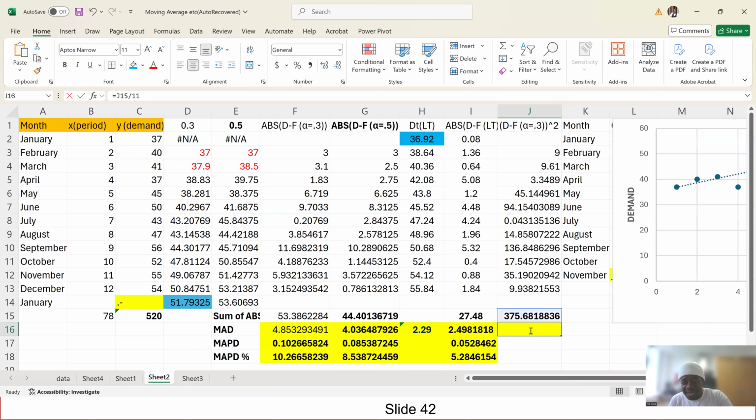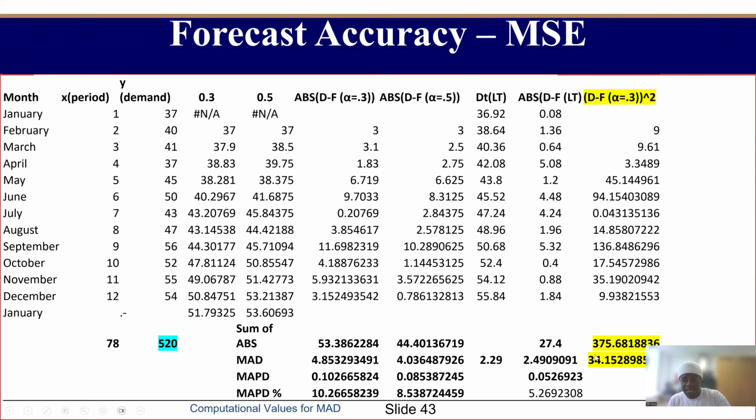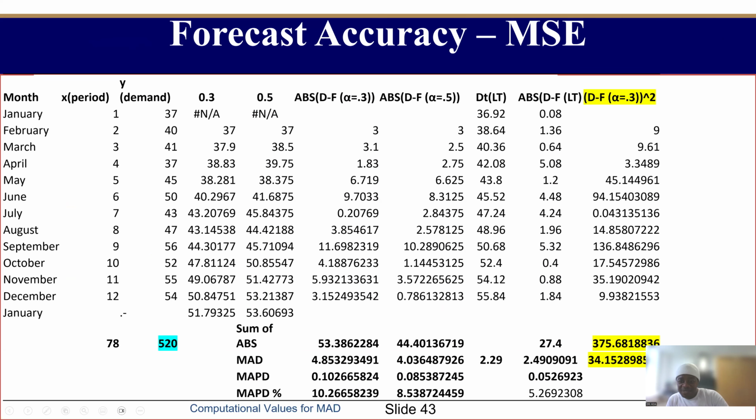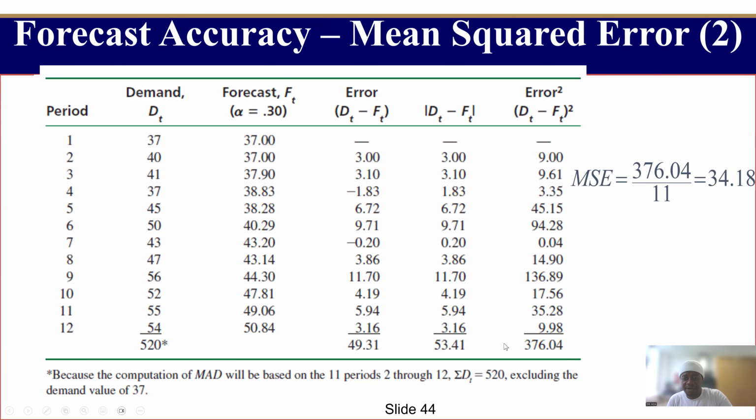Then you divide that by 11. This was the exponential smoothing. Divided by 11, you get 34.15. Let's see that here, at the far right, 34.15. Again, that one too, there's a slight difference. Do you realize that? There's some slight difference, which I think is because we are using more decimals and they are not using more decimals. So instead of our 375.68, they had 376.04.